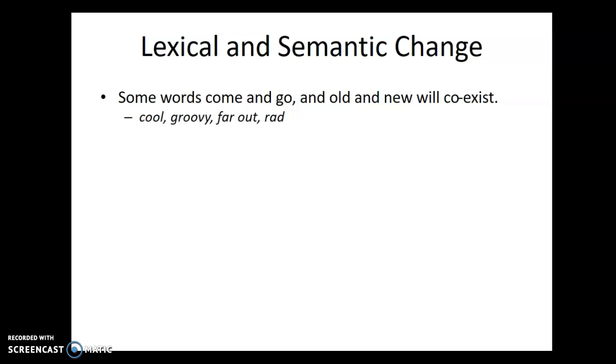Okay, so some of the ways that language can change, one would be lexical and semantic change. As you learned in semantics, this is all about meaning. Lexicon is vocabulary. Some words are going to come and go, and old and new will coexist. A word like cool has been around for decades and is still relatively popular. Groovy has maybe even come back. It's probably had a bit of a resurgence. It would have been really popular back in the 70s when I was a little kid, and you might even hear people say it now almost as a joke. Far out, rad, these are probably pretty old slang words.